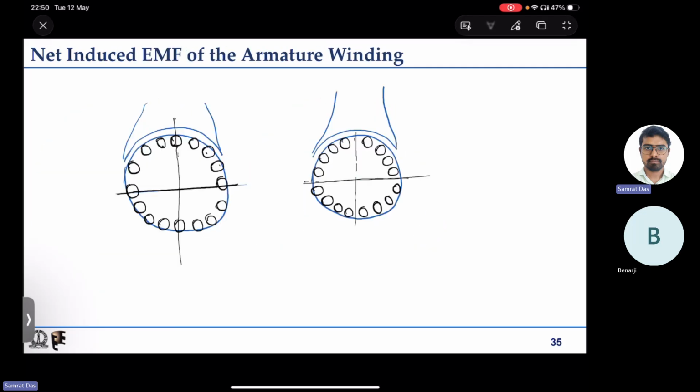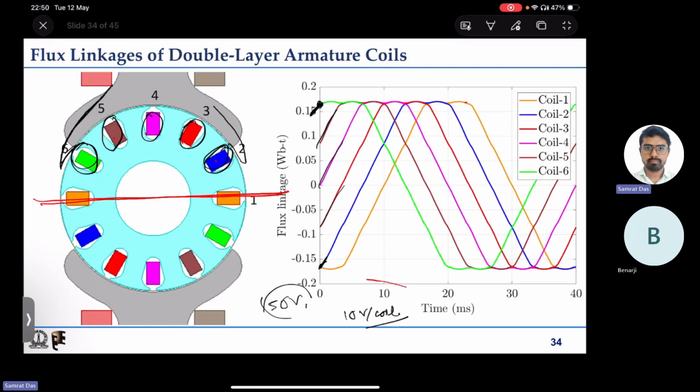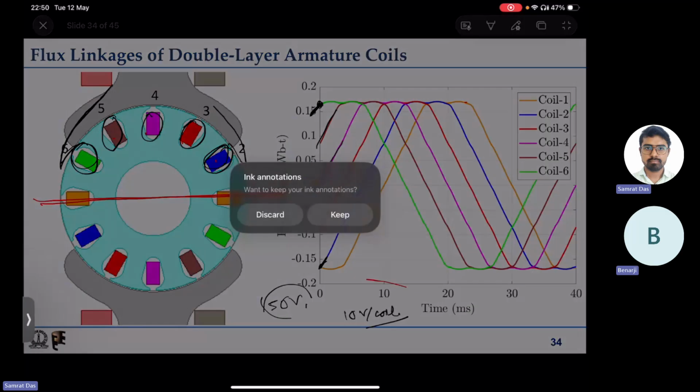So let us stop for today. We have discussed why the induced EMF in the armature winding is a constant DC number only. It is not a quasi-square wave. That is the point we tried to reach. Thank you, sir.